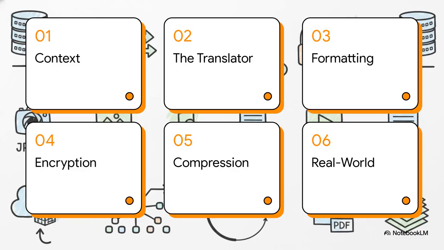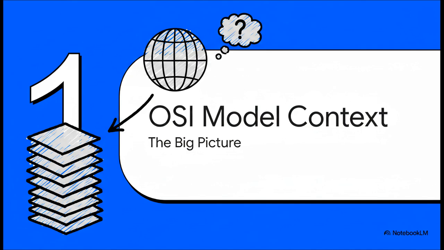Here is our quick roadmap. We're going to start with the OSI big picture, meet our network translator, explore its three main jobs: formatting, encryption, and compression, and finally, wrap up with some real-world applications. All right, Section 1, the OSI model context.